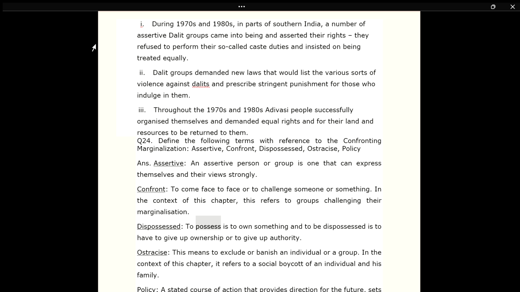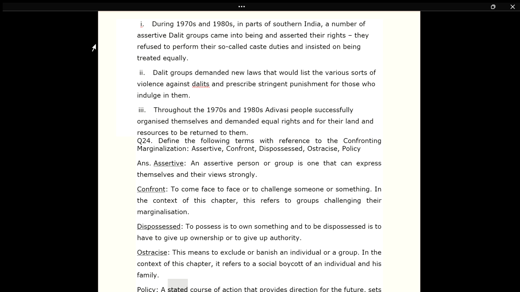Dispossessed. To possess is to own something and to be dispossessed is to have to give up ownership or to give up authority. Ostracize. This means to exclude or banish an individual or a group. In the context of this chapter, it refers to a social boycott of an individual and his family.